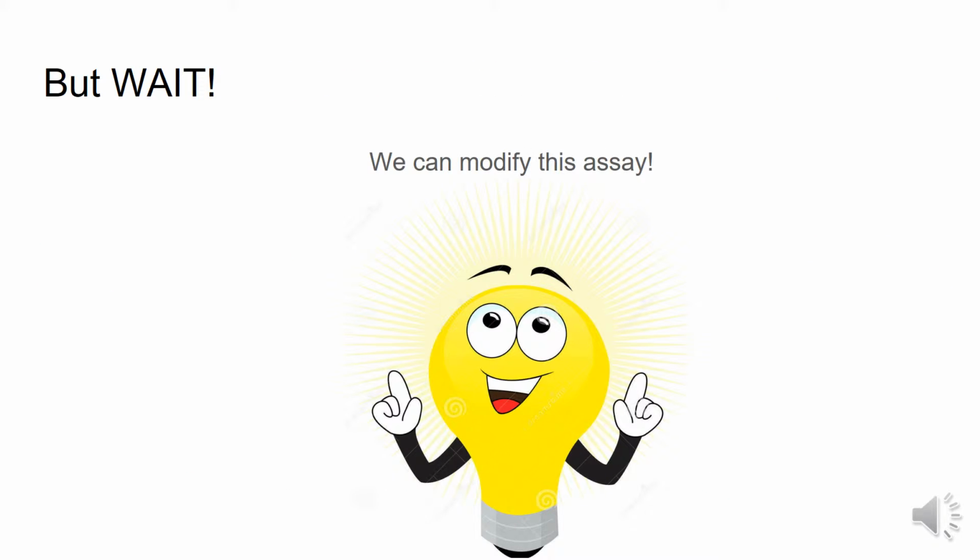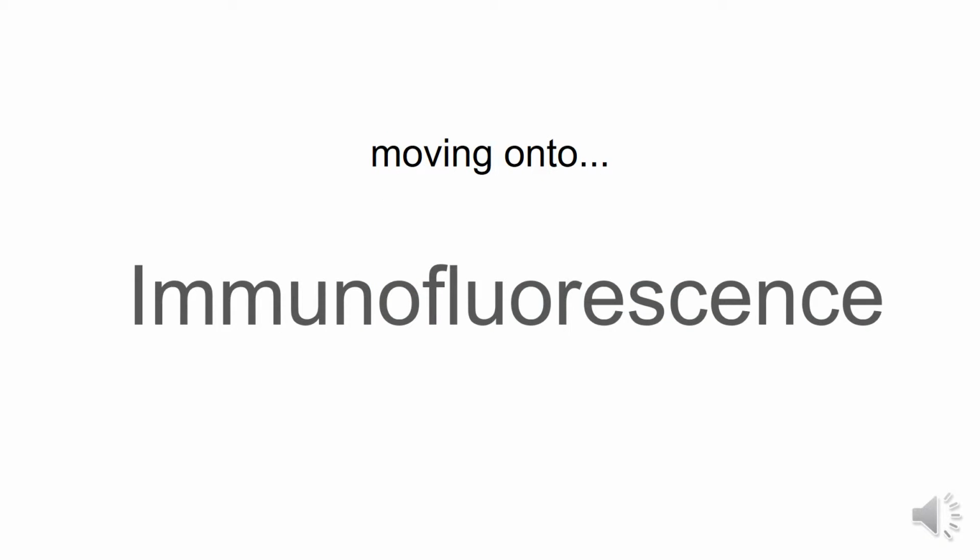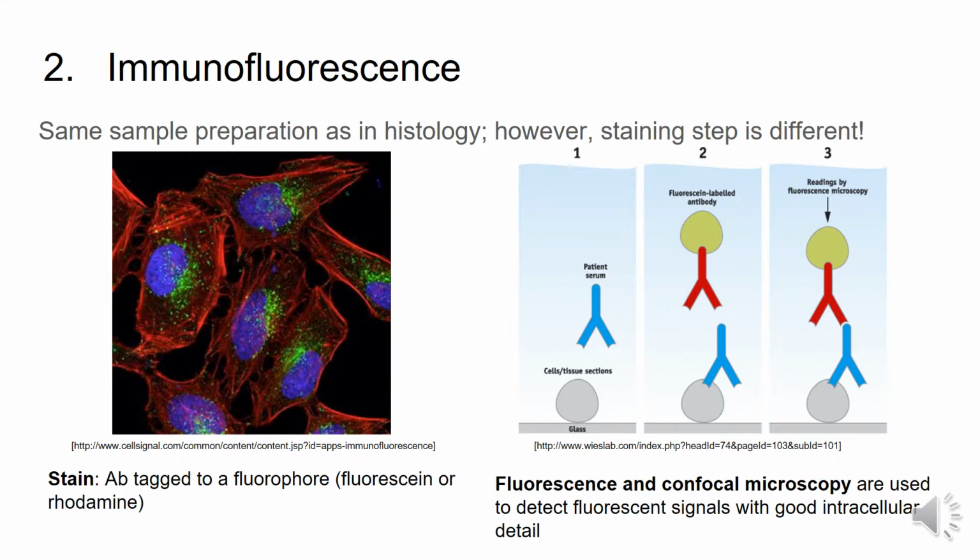But wait, we can modify the assay to get more specificity out of our analysis. To do this, let's explore immunofluorescence. Immunofluorescence follows a similar preparation procedure as histology. However, rather than using a chemical stain, this technique uses an antibody that is tagged with a fluorophore, such as fluorescein and rhodamine. These samples can be viewed through fluorescence or confocal microscopy so that fluorescence can be detected with high intracellular detail.